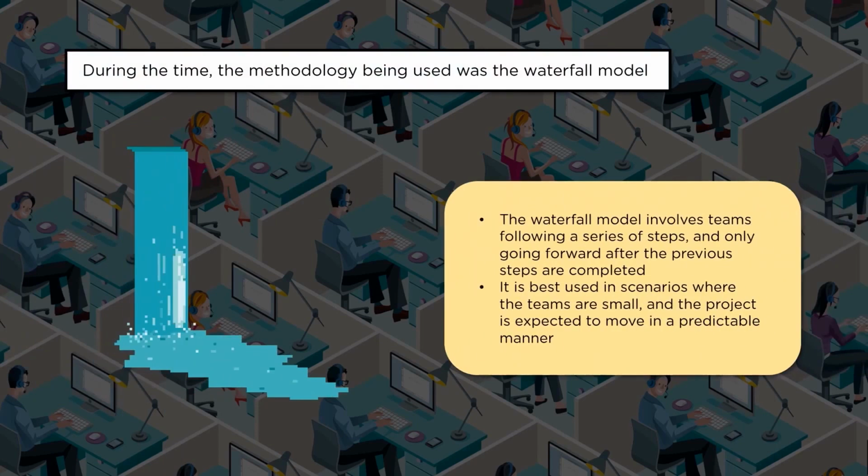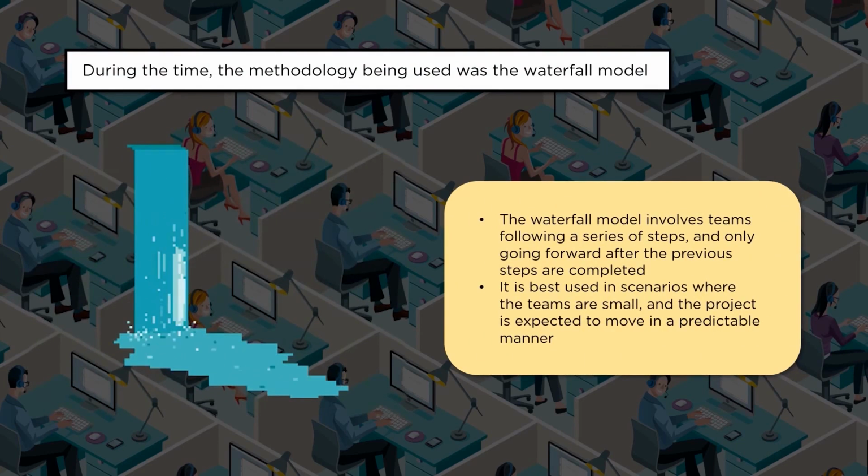Now, how do we address this? What is the waterfall model all about? Why is it difficult for us? In the methodology where the waterfall model is used, teams follow a series of steps and only go forward after the previous steps are completed. So there is a wait time involved. Only when the previous steps are completed can I move to the next. So it is slower, and it would take a longer duration.